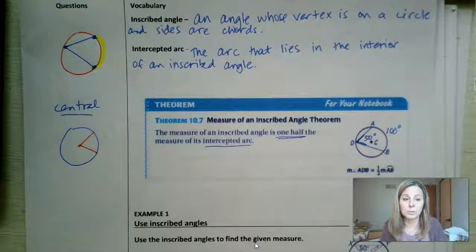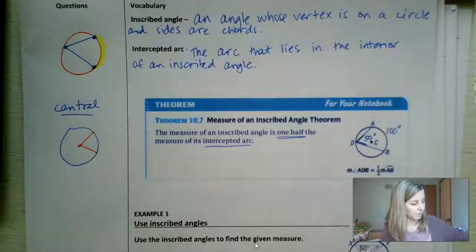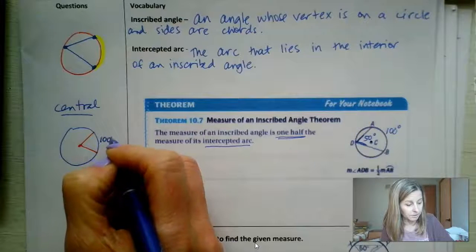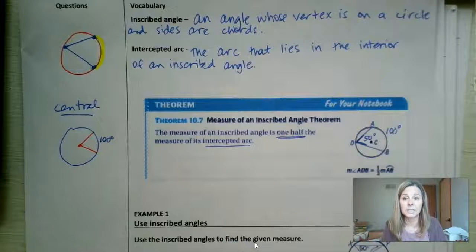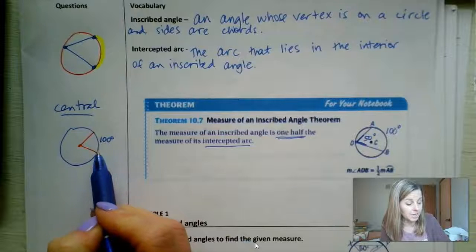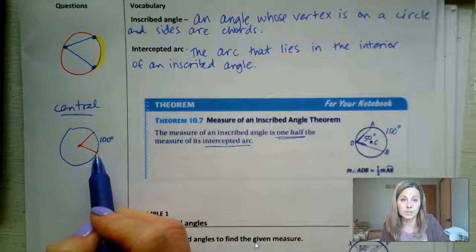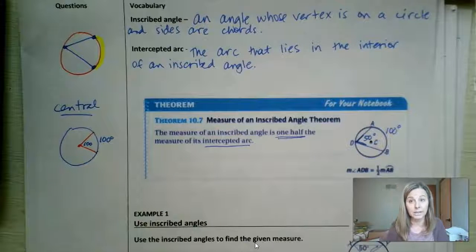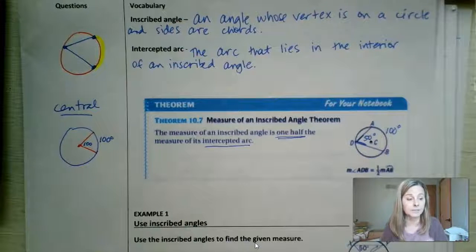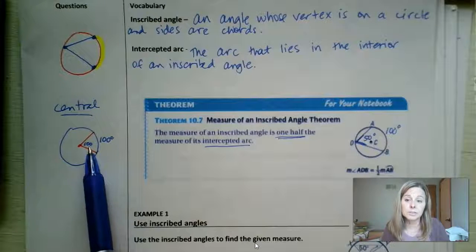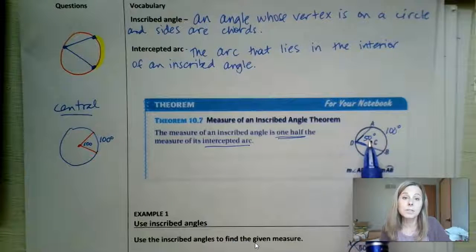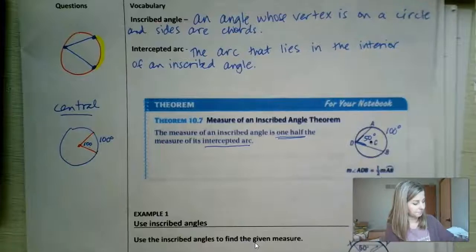Before we go on, to compare that to a central angle. If I come back over here, if the arc on this circle is 100 degrees, remember the central angle is congruent to that arc. So big difference here. Central angles and their intercepted arcs are congruent. But an inscribed angle is half the amount, okay? Because those two are very easy to mix up.